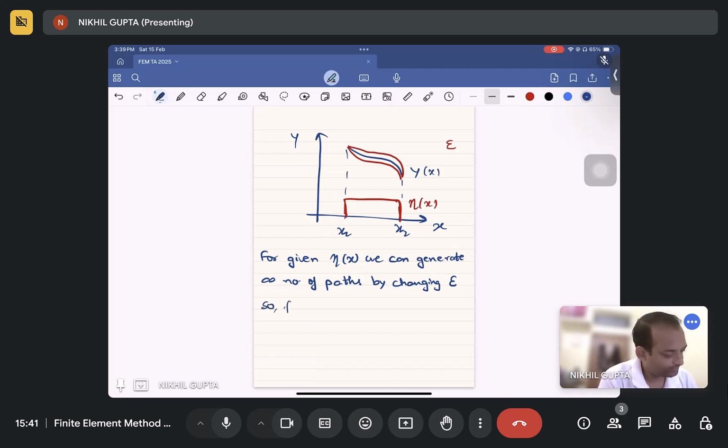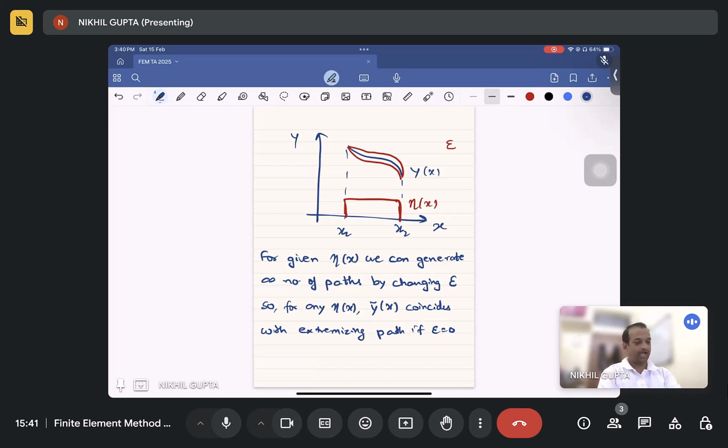So for any eta(x), y tilde(x) coincides with the extremizing path if epsilon equals 0. So we'll extremize the problem, and since we know y(x) is the optimum solution, which we don't know but we'll have to find it, in the end we can put epsilon equal to 0 to get the optimum path as y(x).